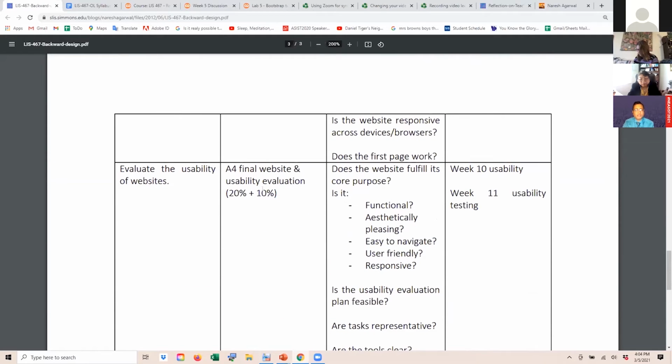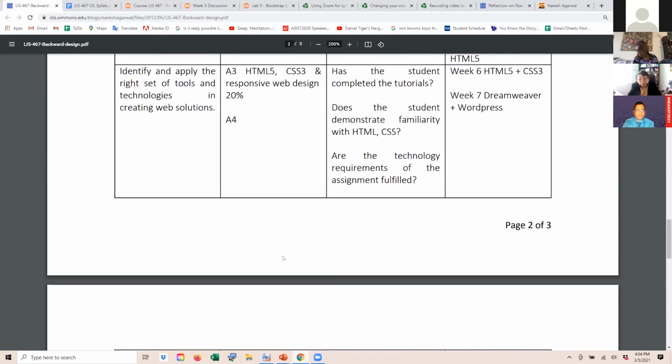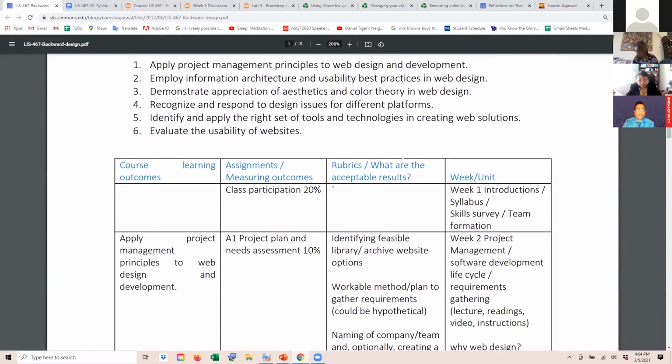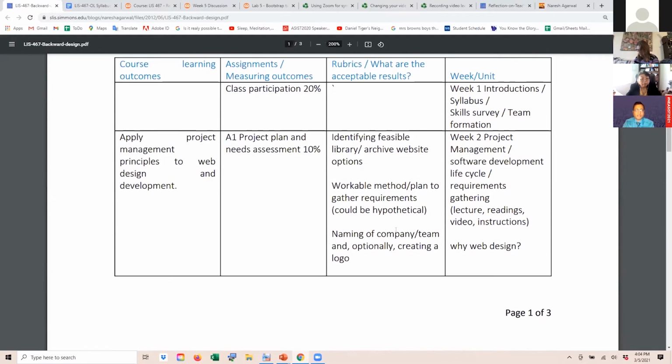And finally, to build the final website, and also to come up with a plan for usability evaluation. So these were the assignments that were designed for it. The next stage was to think of the rubrics. What would be the acceptable results? And I think we did that on the third day or so.